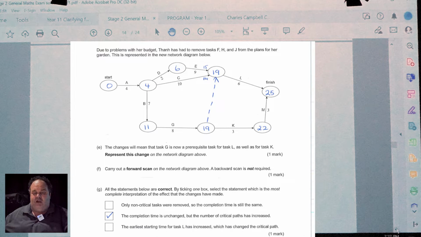From that, we can see that our completion time didn't change, and the number of critical paths has now increased. We've got 2 critical paths. Because we could go across the bottom, A, B, G, K, M, but we've also now got the dummy link path as well. We can now include L.